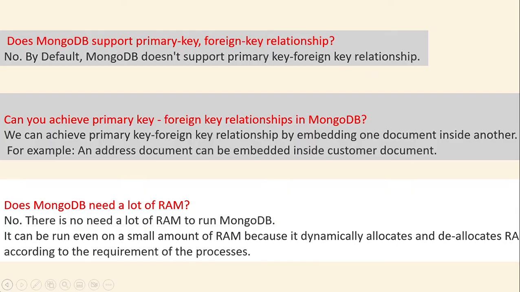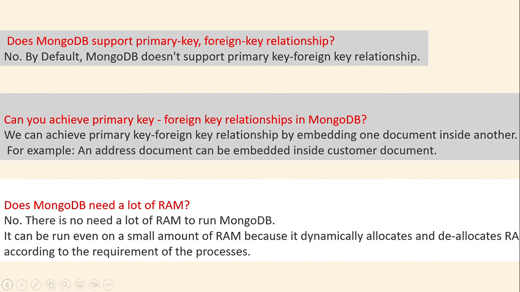Does MongoDB support primary key foreign key relationship? If this is asked, your answer should be no. By default, MongoDB does not support primary key foreign key relationship. Can you achieve primary key foreign key relationship in MongoDB? The answer should be we can achieve primary key foreign key relationship by embedding one document inside another. For example, an address document can be embedded inside a customer or client document.